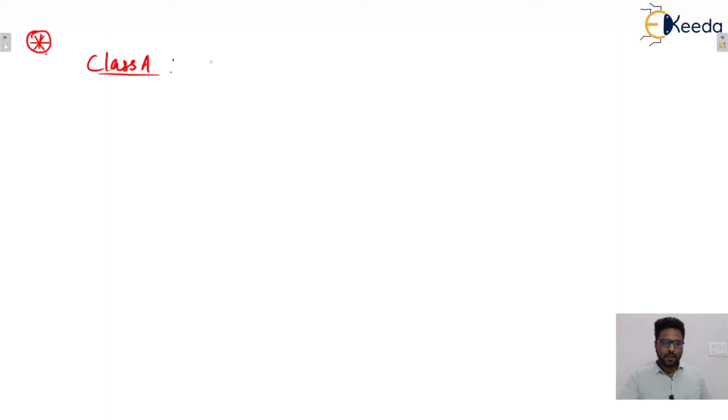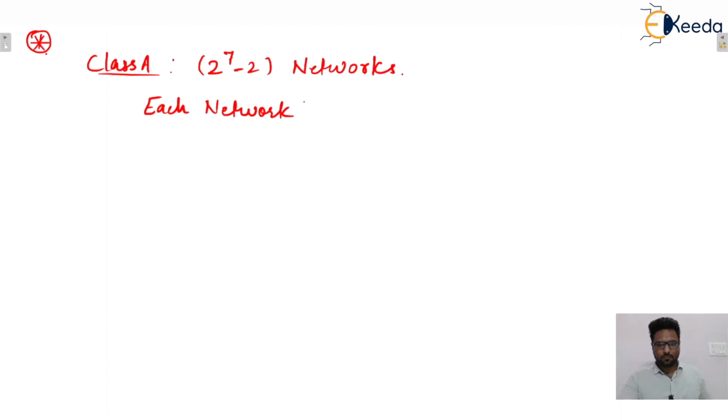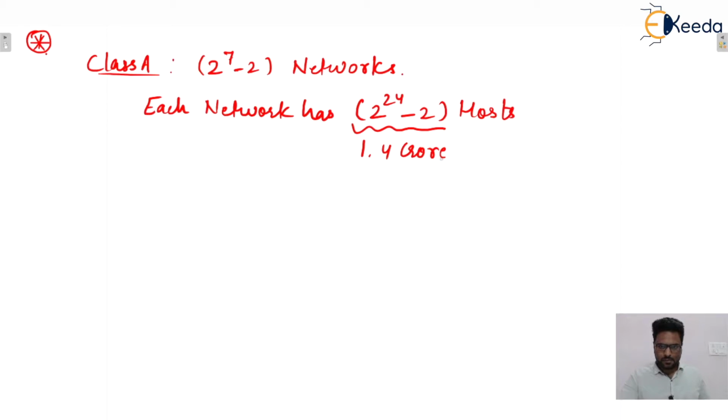In class A, 2 raised to power 7 minus 2 networks are possible, and each network has 2 raised to power 24 minus 2 hosts. This is almost about 1.4 crores, isn't it?